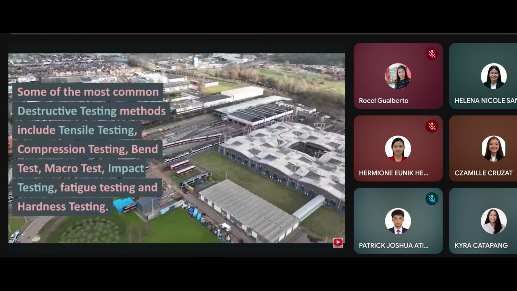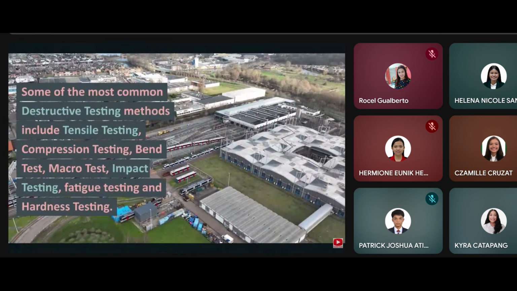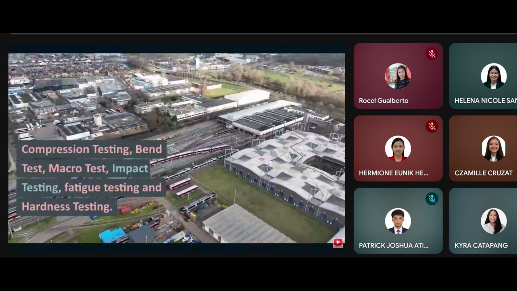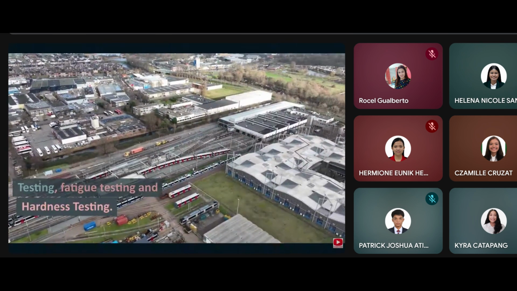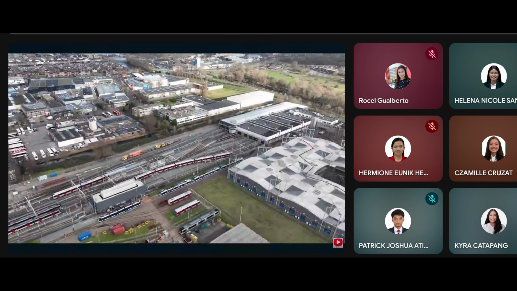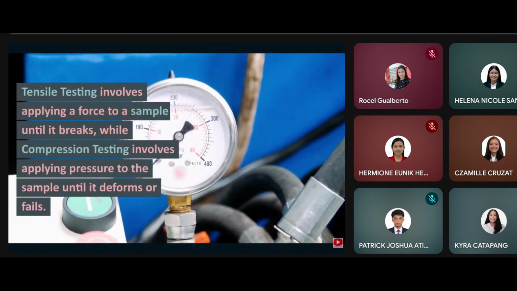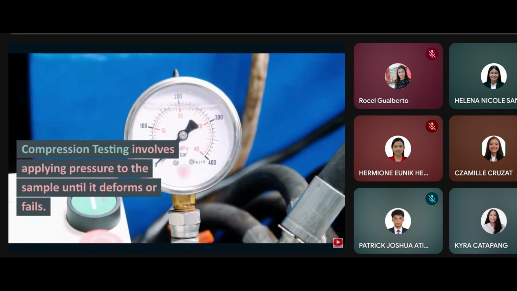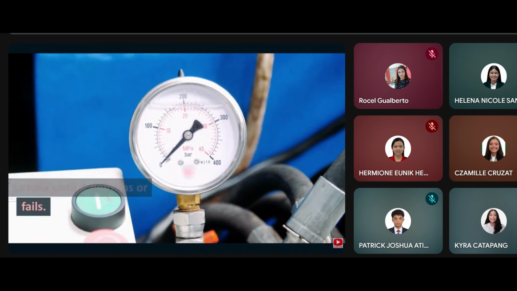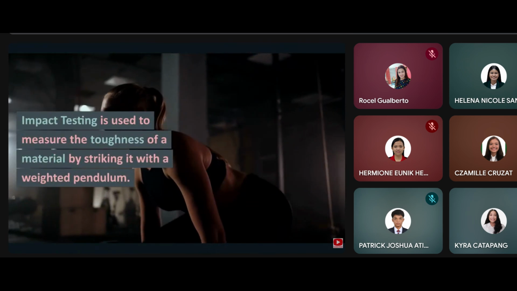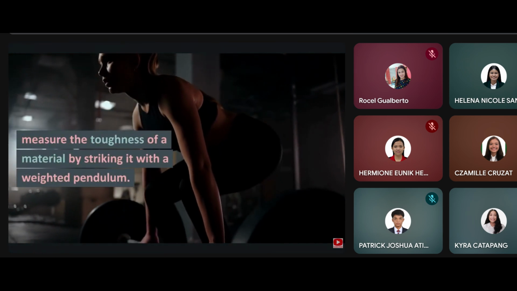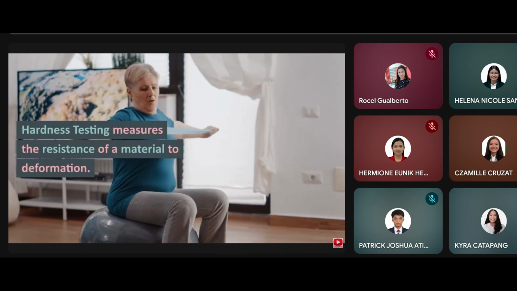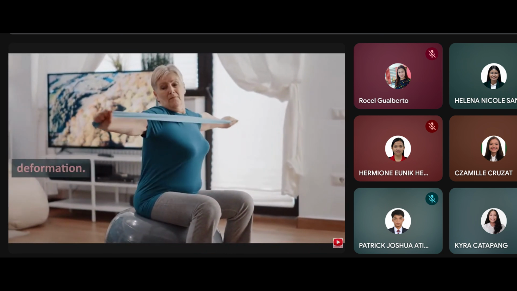Some of the most common destructive testing methods include tensile testing, compression testing, bend test, macro test, impact testing, fatigue testing, and hardness testing. Tensile testing involves applying a force to a sample until it breaks, while compression testing involves applying pressure to the sample until it deforms or fails. Impact testing is used to measure the toughness of a material by striking it with a weighted pendulum. Hardness testing measures the resistance of a material to deformation.